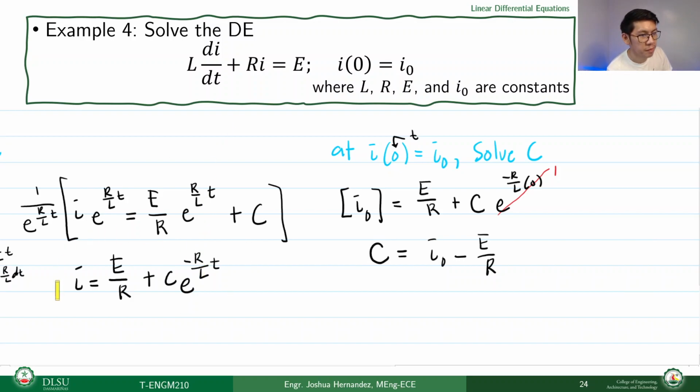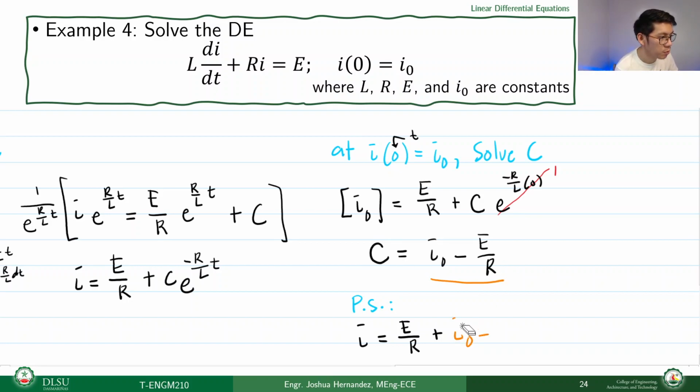here, we're gonna get I. So particular solution, we're gonna get I equals E over R plus C. But C is, yun nga, I naught minus E over R. So I naught minus E over R. And then, of course, multiplied by E raised to negative R over L times T.